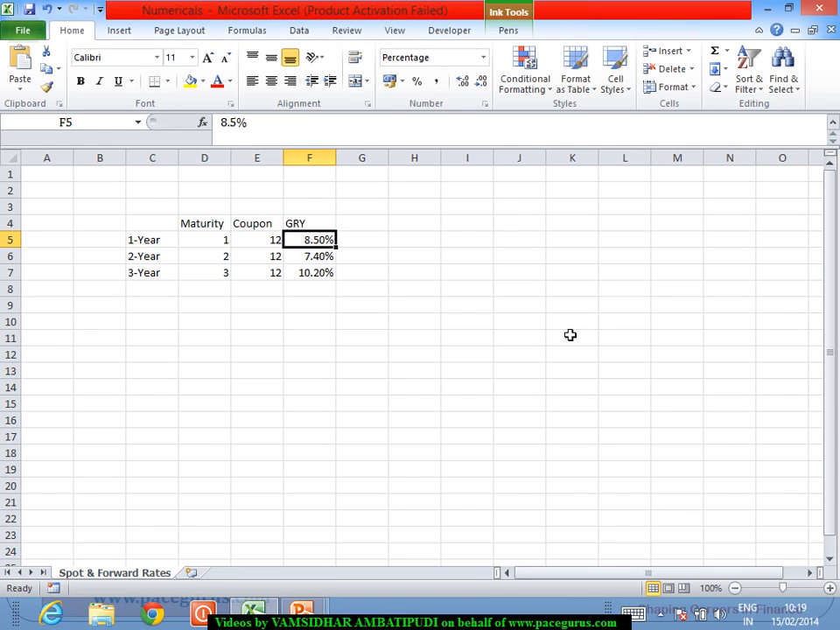So the price of this 1-year bond is nothing but 112 divided by 1 plus 8.5%. So the price of this is 103.22, and because there are not multiple payments, when there is only one single cash flow happening at only one point in time, the spot rate as well as the gross redemption yield will be the same. That is one thing we have to remember.